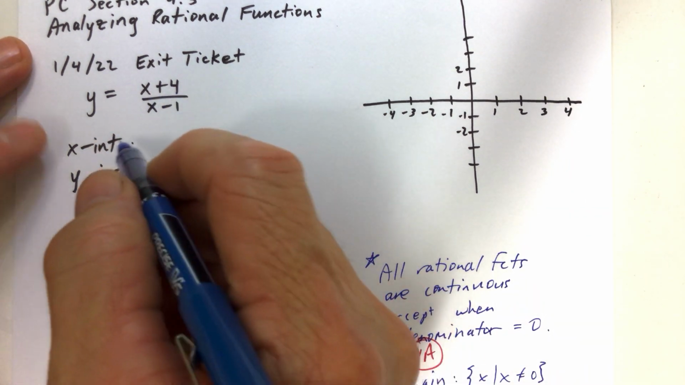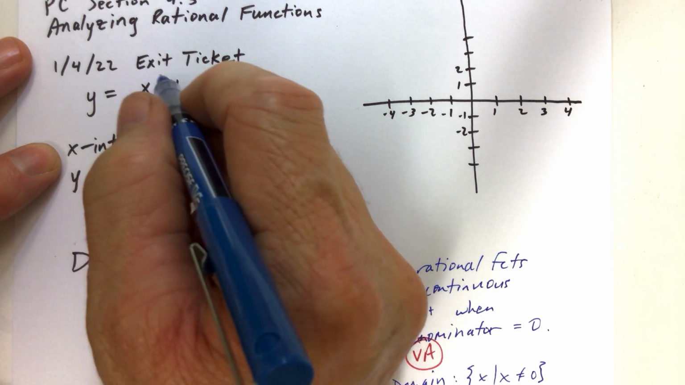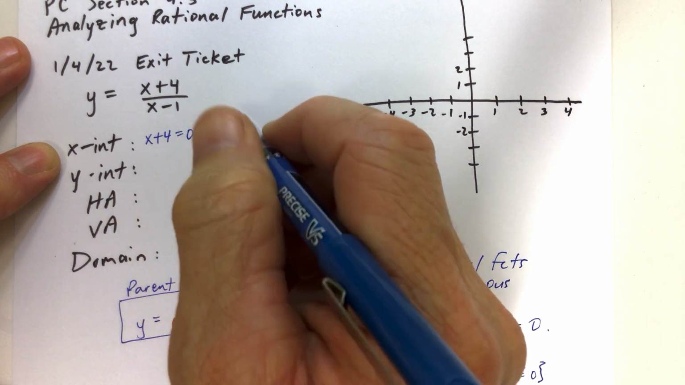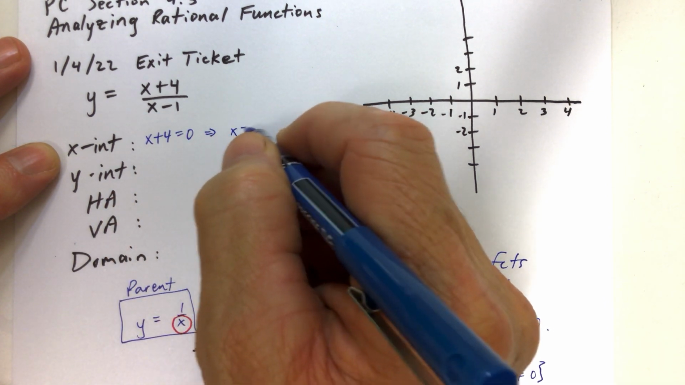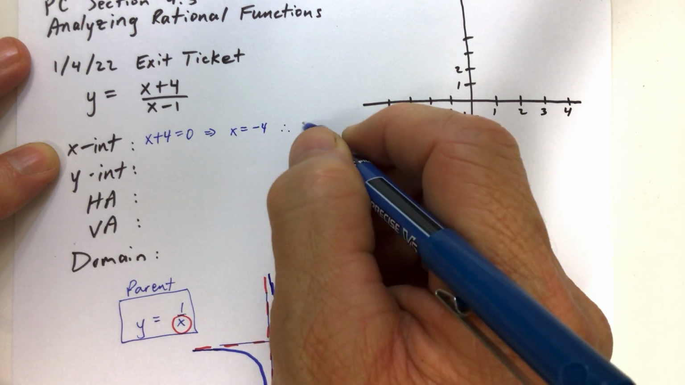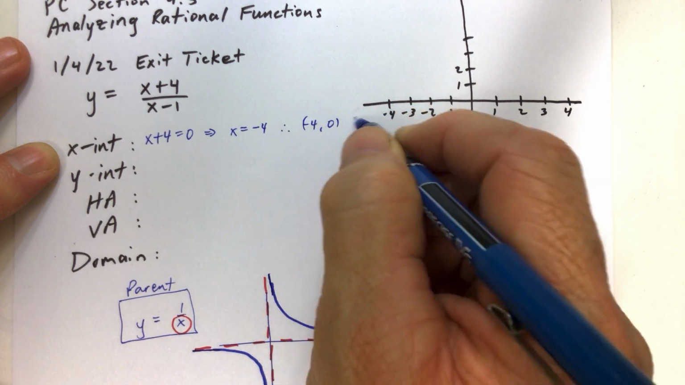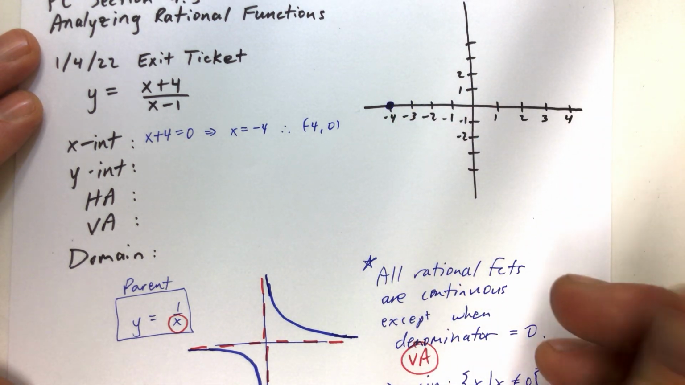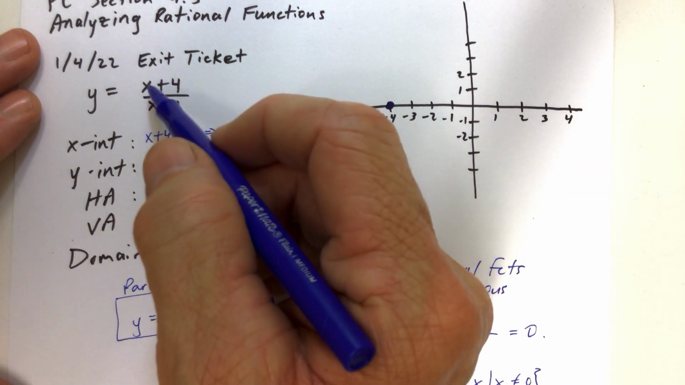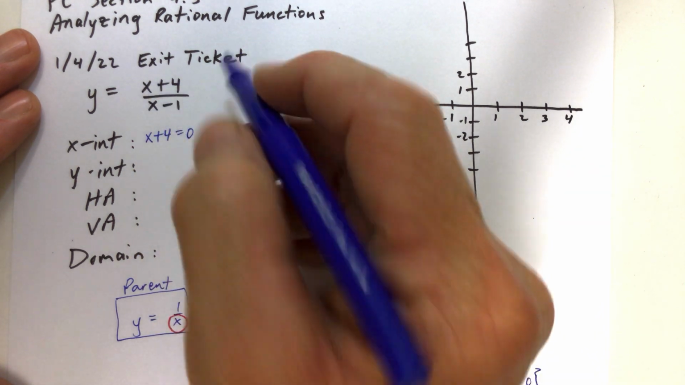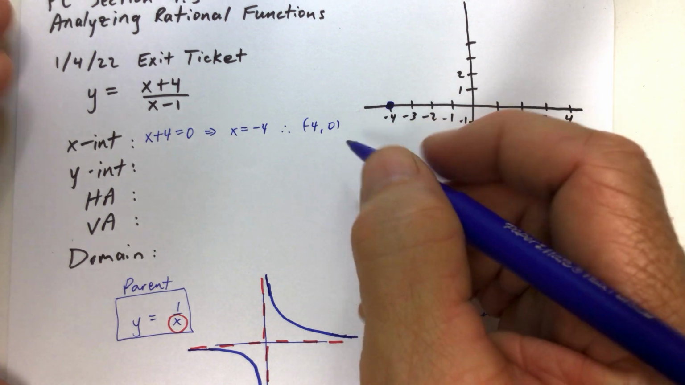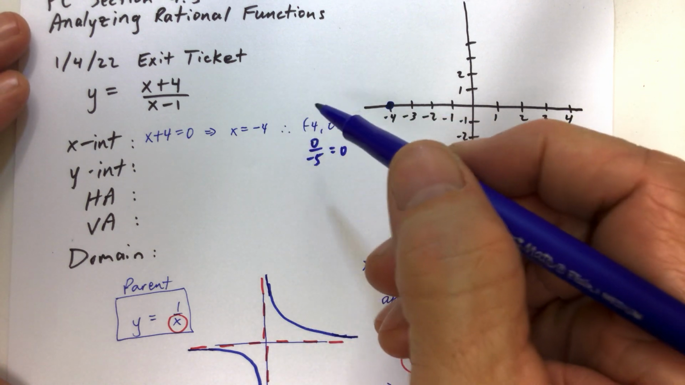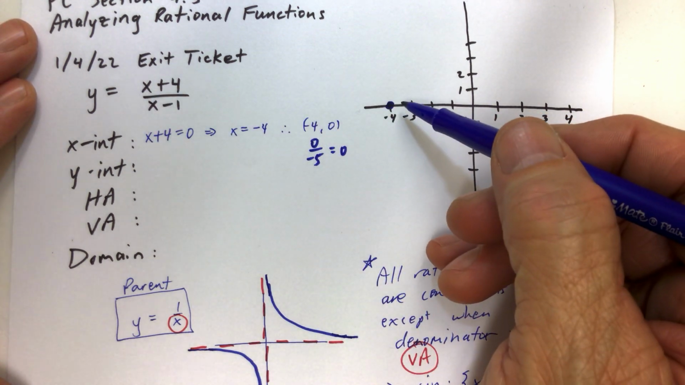So how do we find our x-intercepts? We set the numerator equal to 0. So if x plus 4 is equal to 0, then that would imply that x is equal to negative 4. So therefore, we have the ordered pair (negative 4, 0). So that would be our x-intercept, (negative 4, 0). Okay, so now if you replace x with negative 4, you get 0 divided by negative 5, and 0 divided by negative 5 is 0. So when x is negative 4, y is 0.